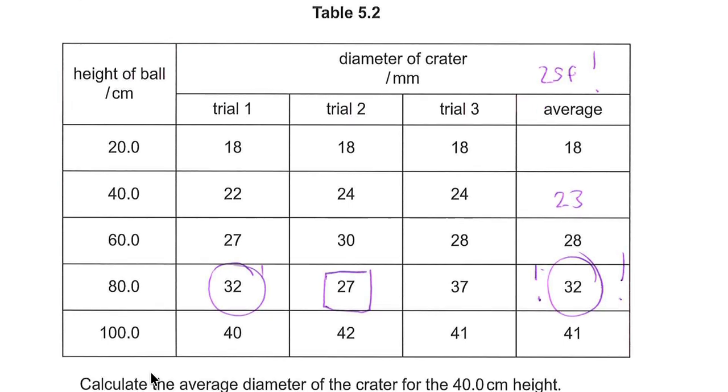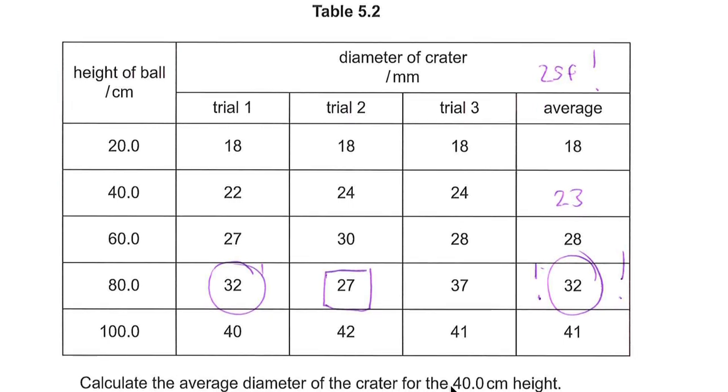First thing we've got to do is calculate the average diameter of the crater for the 40.0. You notice all these heights are given to 0.0. That is because they've been measured by a ruler with the smallest dimension, which is 1 millimeter or 0.1 centimeters.